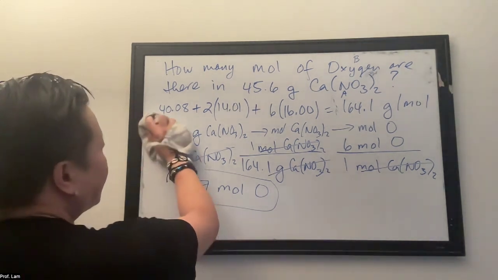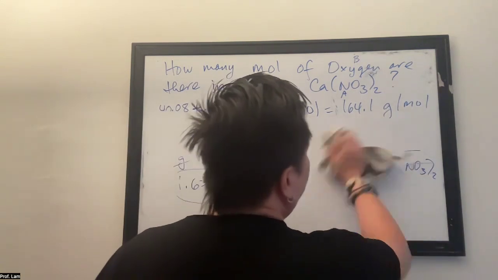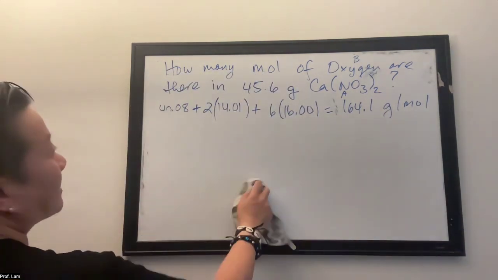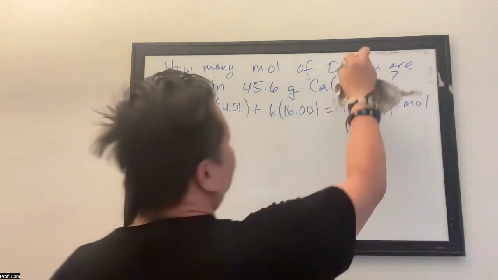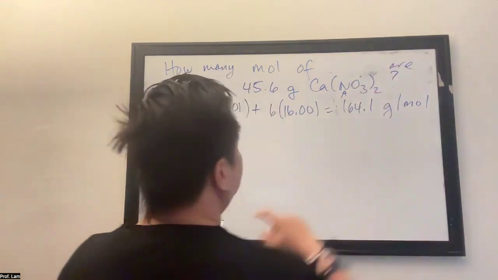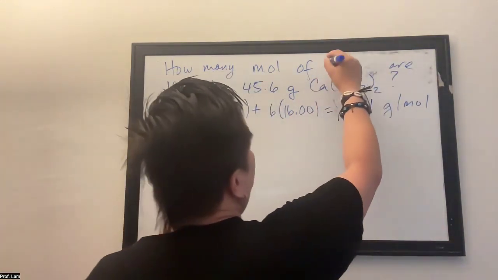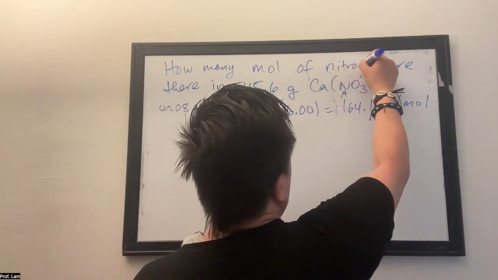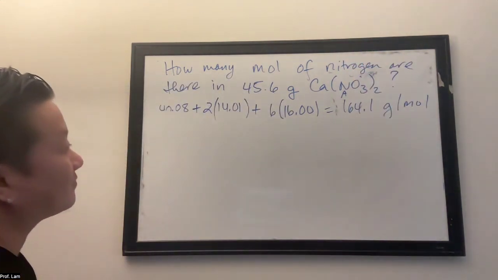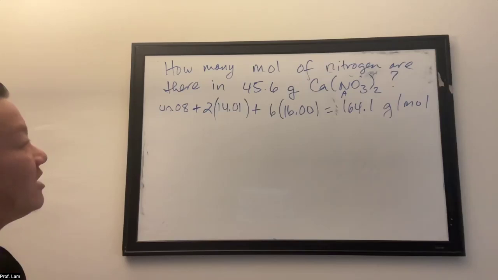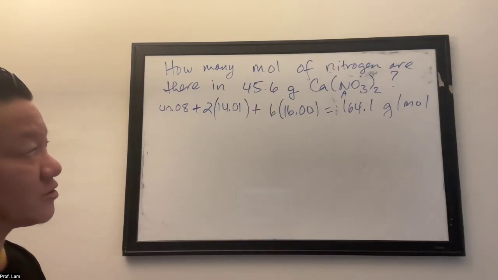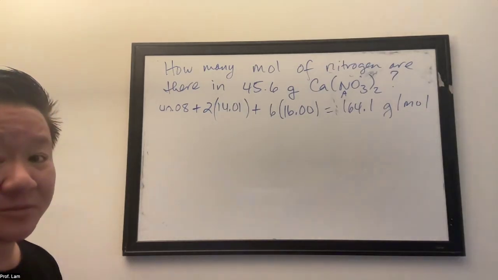All right, let's do another example. We're still going to look at calcium nitrate, but let's change this. Instead of oxygen, what do I want to know about? Nitrogen. How many moles of nitrogen are there in 45.6 grams of calcium nitrate?